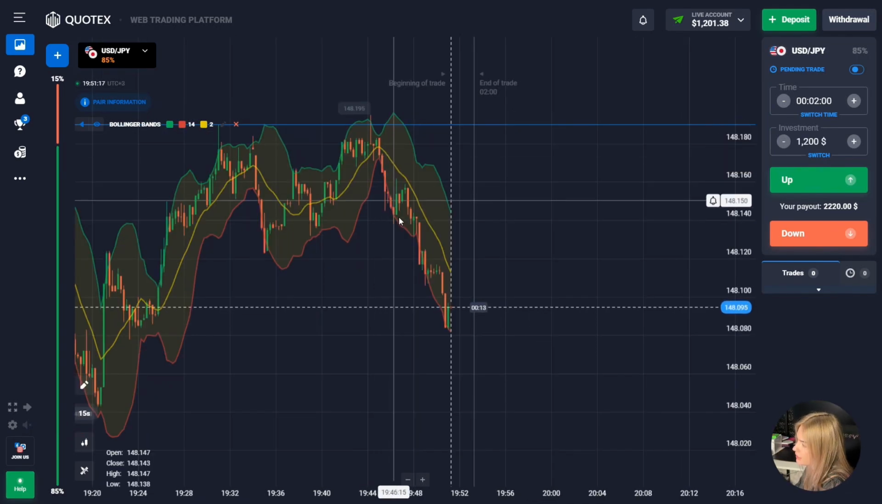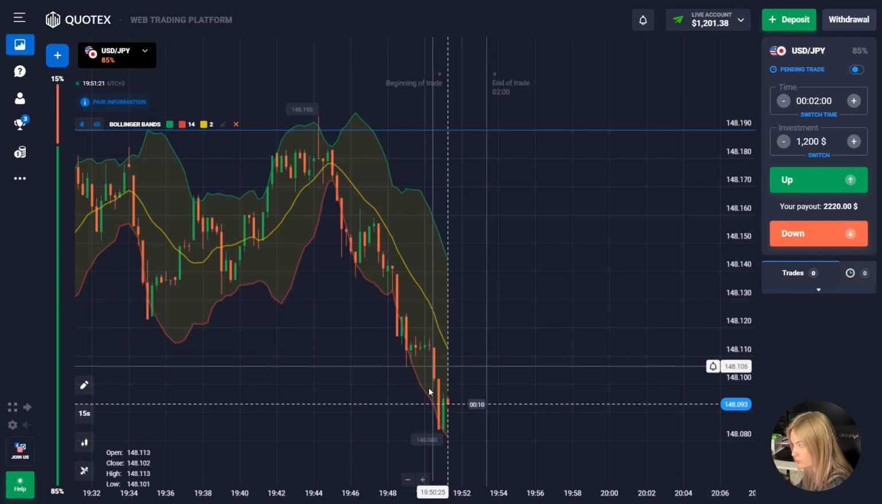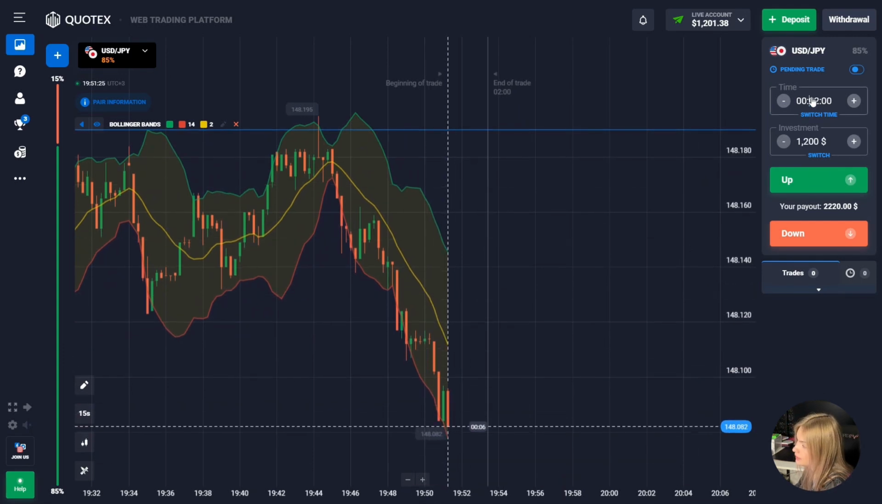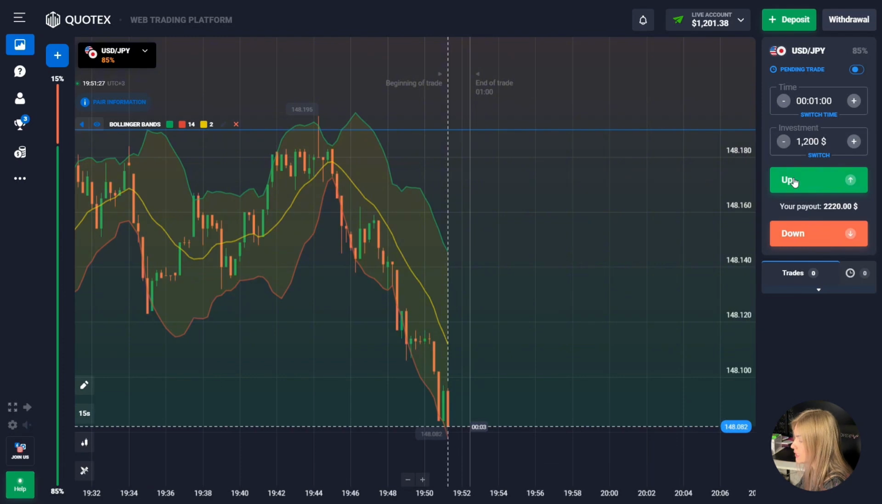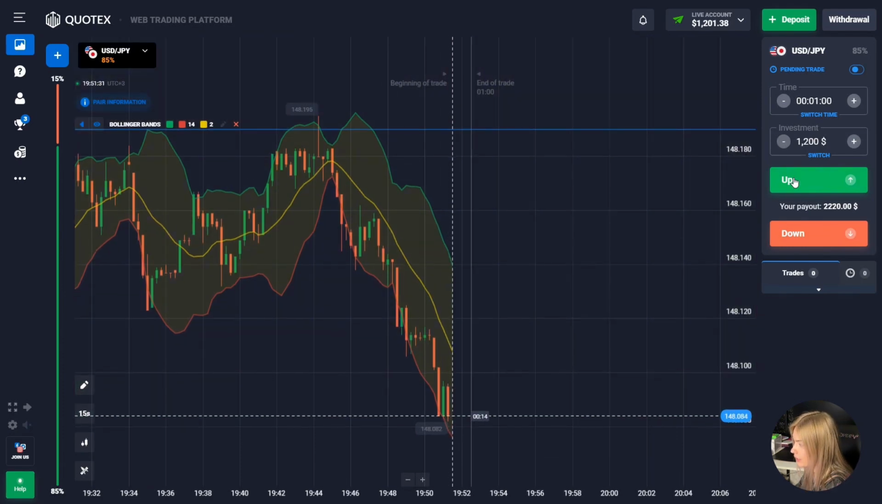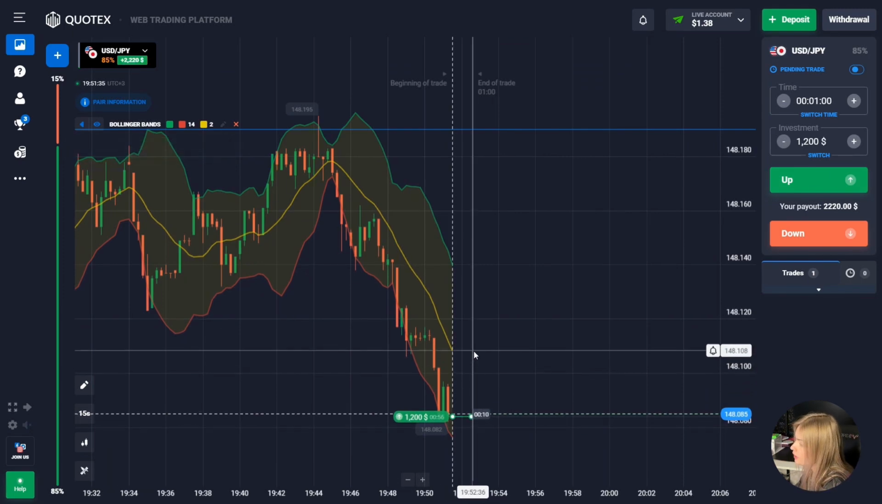So as you can see, here we have a resistance level, and from this level the price showed a strong decrease. At the same time, at the moment, we see that it touched the lower border of the indicator. Here, I suggest opening a deal for a minute to go up, as I think that the price will bounce up from this indicator boundary.